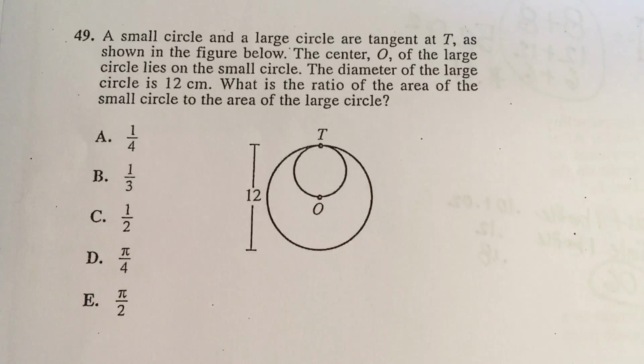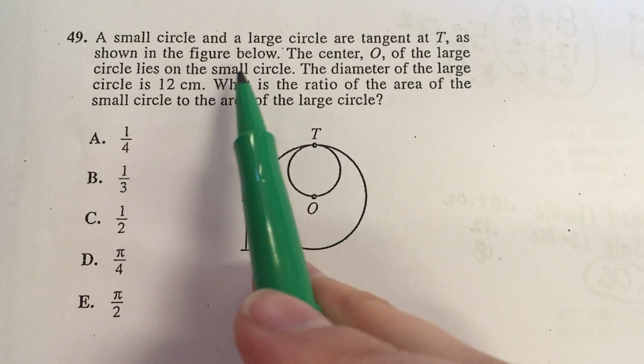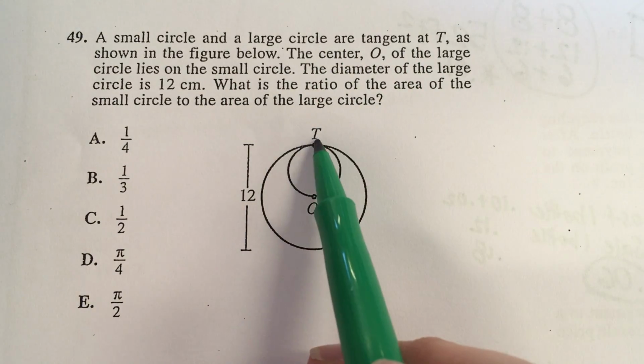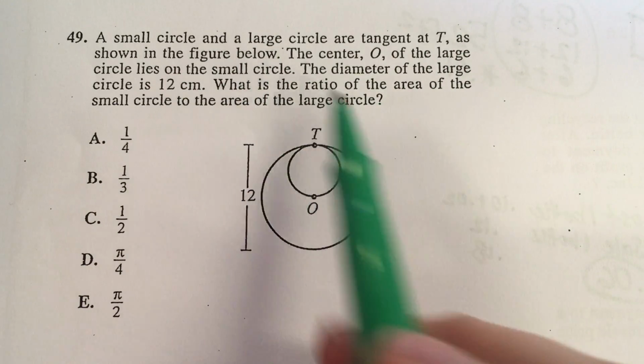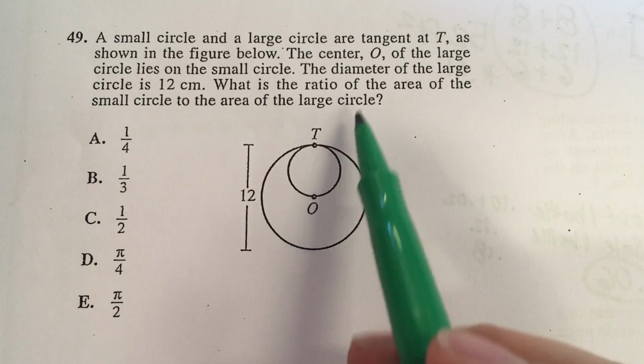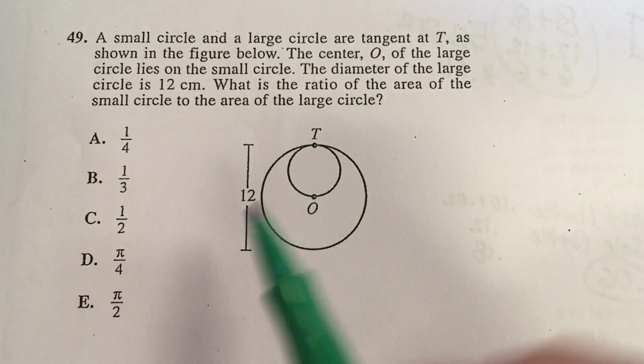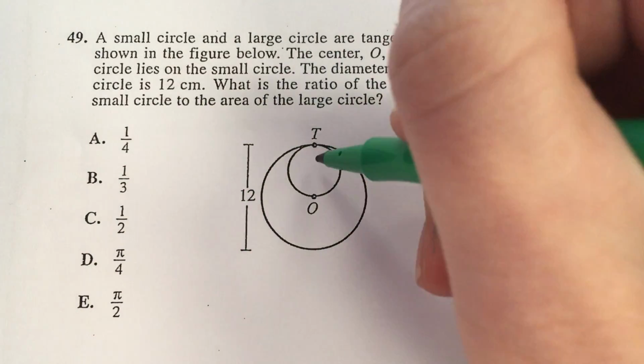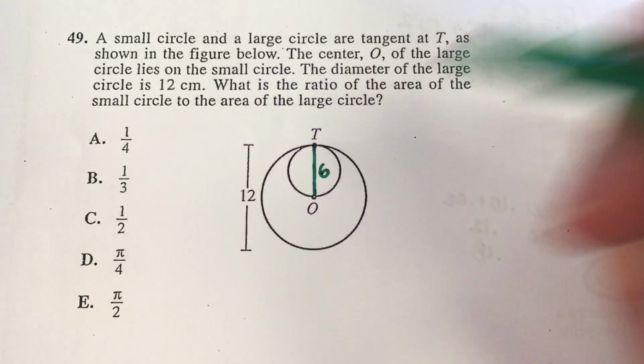Cool. For 49, it says a small circle and a large circle are tangent at T, so they touch at T, as shown in the figure below. The center O of the large circle lies on the small circle. The diameter of the large circle is 12. So I know all the way across is 12, which means I know halfway across is 6.